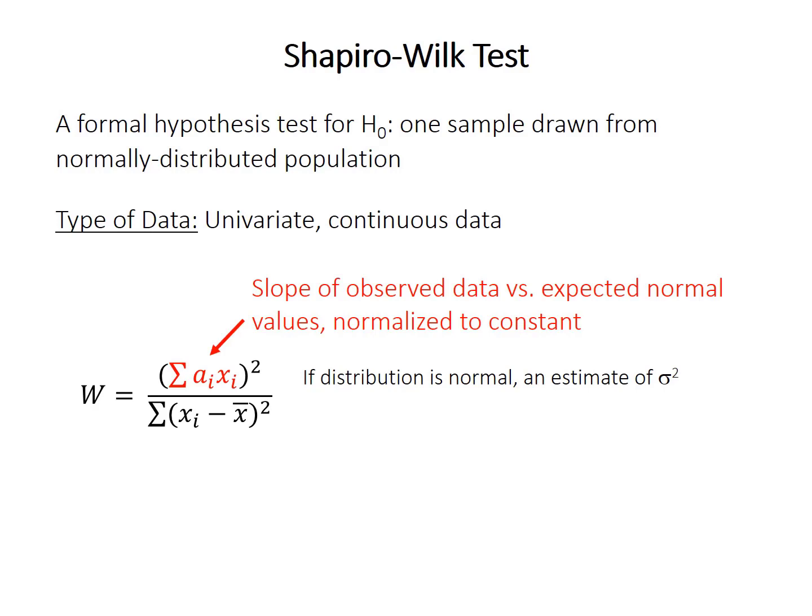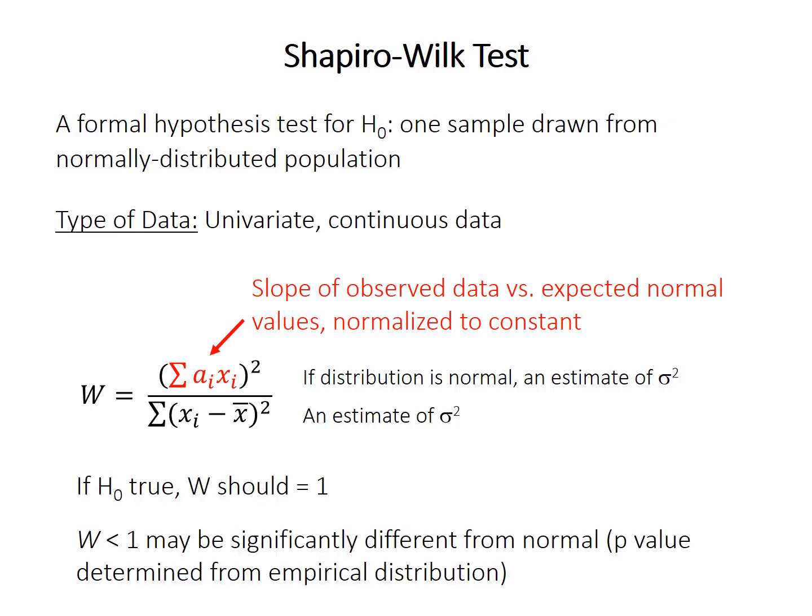And so if the data follow a normal distribution, this value, the slope of the QQ plot squared, should be an estimate of the population variance, sigma squared, but only if the distribution is normal. The denominator is also an estimate of population variance, and it's just the sum of squares. Therefore, if our null hypothesis is true and the data are actually normal, W should equal 1, because the top and the bottom of this equation are both estimating the same thing. And so values of W less than 1 may indicate a significant difference from normality.